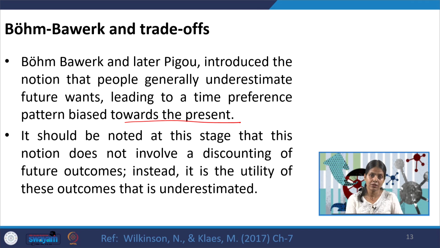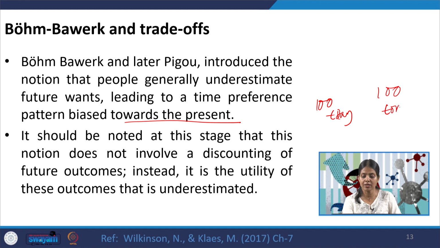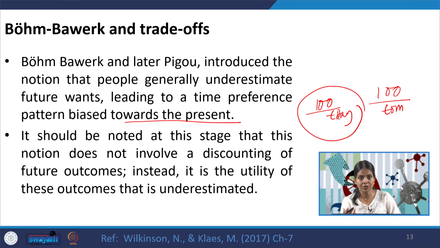So, for instance, if I am asked whether I would like to have 100 rupees today or tomorrow, somebody wants to give me 100 rupees. So, I have two options, getting it today or getting it tomorrow. Now, you can see that understandably the outcomes are the same, but I may need it today just because my satisfaction from these 100 rupees is more as compared to getting it tomorrow.